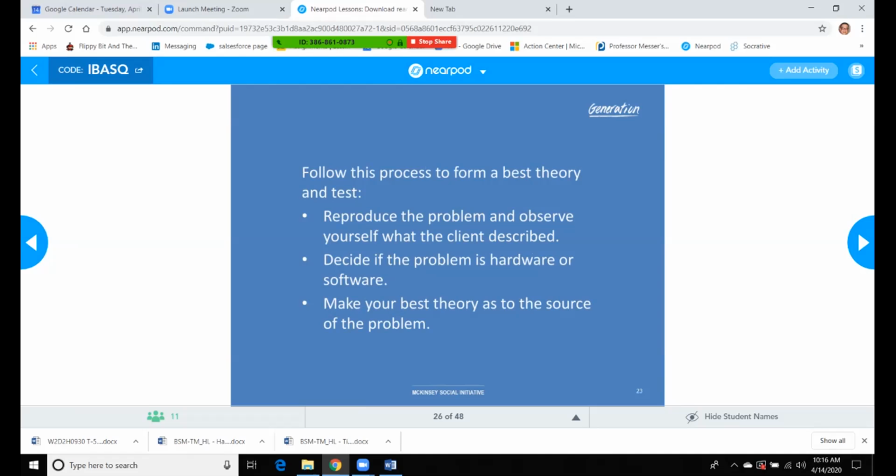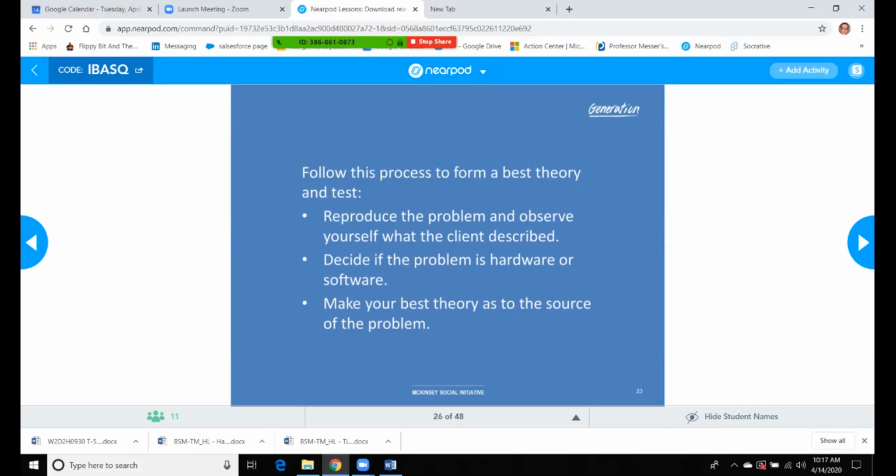So next one here, Christina, can you help me out with slide 23? Follow this process to form a best theory and test. Reproduce the problem and observe yourself what the client described. Decide if the problem is hardware or software. Make your best theory as to the source of the problem.